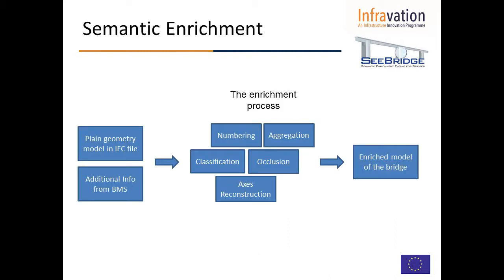So as the input we have the model of plain geometry and additional information queried from the BMS. The enrichment process can be divided into 5 parts. We identify all the objects in the model, we aggregate them into groups, we number the objects, we create axes, and we reconstruct objects occluded in the laser scan. Our output is an IFC model with all additional information.